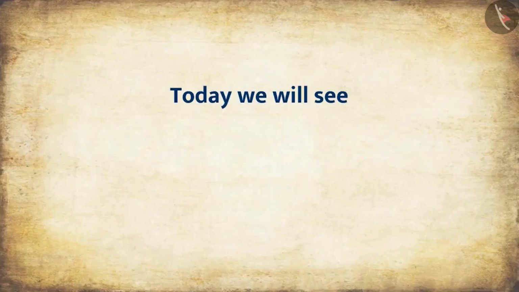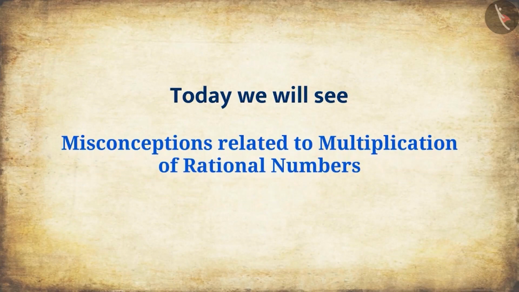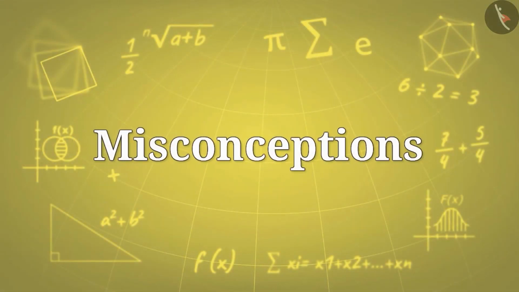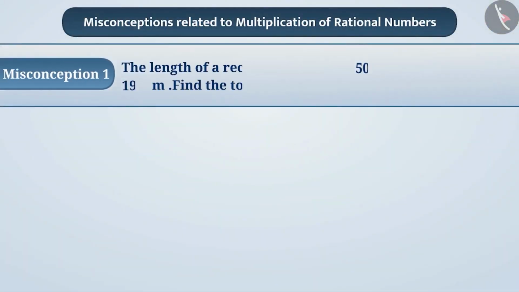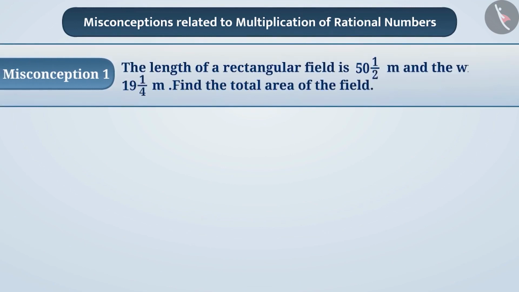Today, we will see certain misconceptions related to multiplication of rational numbers. Misconception 1. The length of a rectangular field is 50 1 by 2 meter and the breadth is 19 1 by 4 meter. Find the total area of the field.